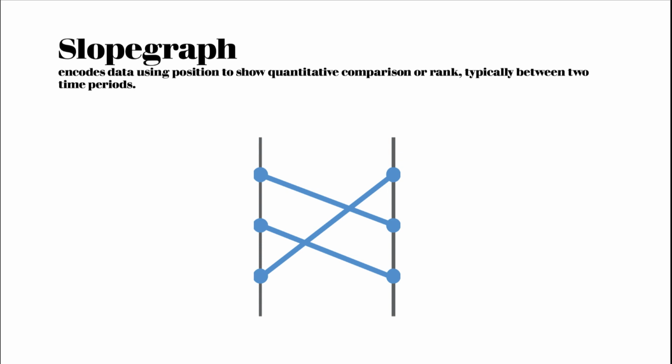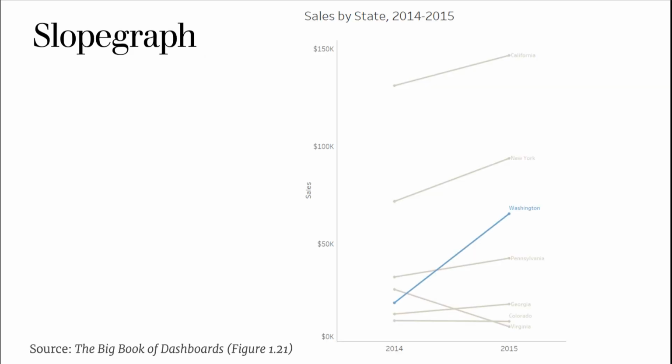I will give you examples so you can understand it better. Here, for example, the slope graph can be a very useful chart to show the trend in two different time periods. Here it is sales by state, 2014 and 2015. As you can see, for example, the blue one, Washington, the sales were very low in 2014, about 25K. Then in 2015 it jumped to about 60K. So very easy, you can quickly see this information.